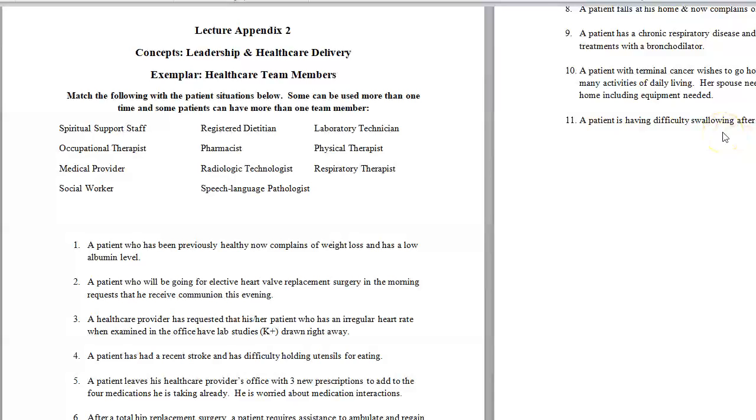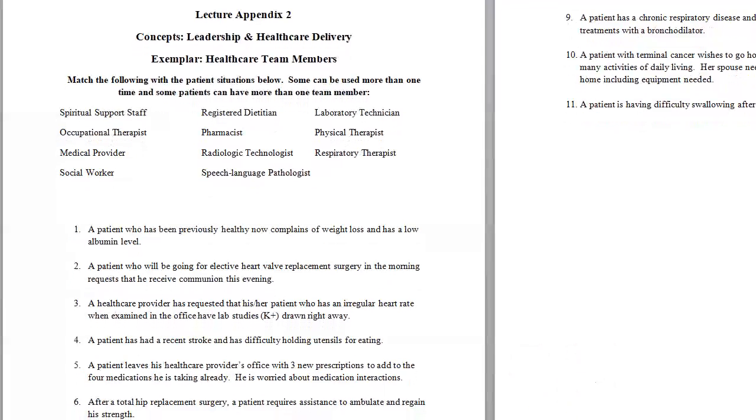Number 4, a patient has had a recent stroke and has difficulty holding utensils for eating. Think about that. Which one of these healthcare team members would be very beneficial to this patient? You're absolutely right. It is an occupational therapist. Very good. Very good choice. All right.